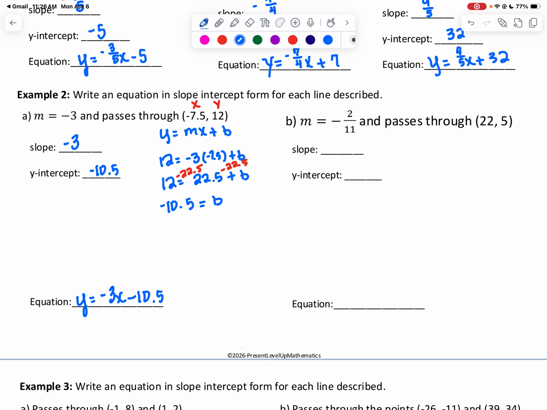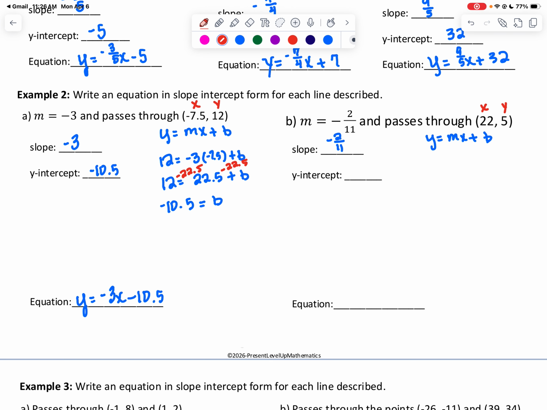Okay, we have a slope of -2/11, and our line passes through the point (22, 5). So again, we do know the slope in this problem, but we do not know the y-intercept. If you do not know the y-intercept, you can use this formula, y equals mx plus b, to find the y-intercept, as long as they've given you at least one point on that line. And they did. They gave us one point on the line and said it was (22, 5).